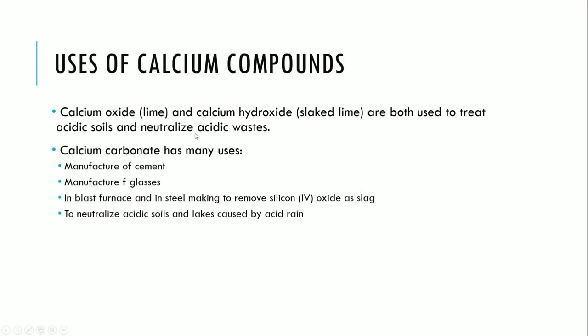So the uses of calcium compounds: calcium oxide, or again lime, and calcium hydroxide are both used to treat acidic soils and neutralize acidic wastes because of their properties as bases. Calcium carbonate has fairly various uses that we see here. First of all, the manufacture of cements, the manufacture of glass, in a blast furnace, and in steel making to remove silicon oxide as slag, to neutralize acidic soils and lakes caused by acid rain. All these are things, if not more, that you can come up with as uses of calcium carbonate.